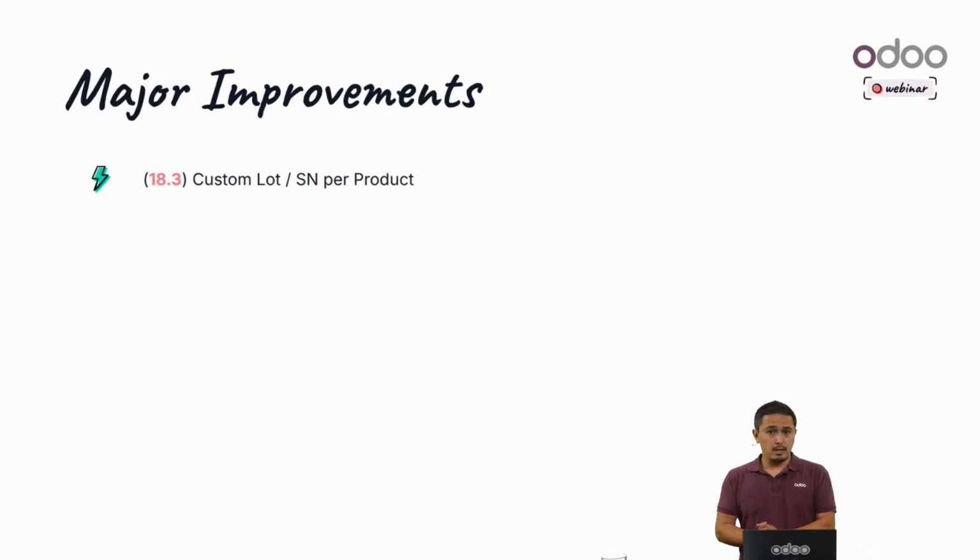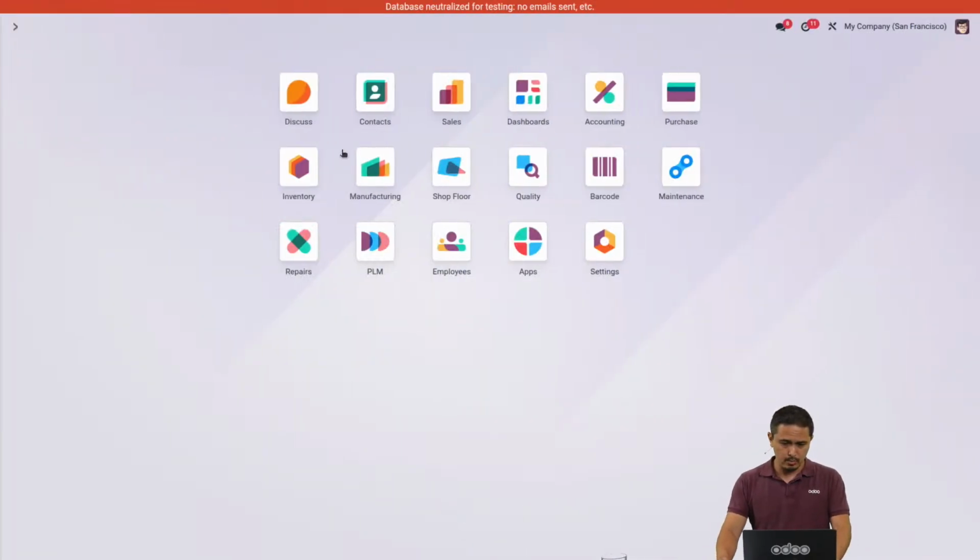Let's start. The first new feature that I want to show is something super nice, which is the possibility to customize the lot number or the serial number per product. Let me show you here directly in the database.